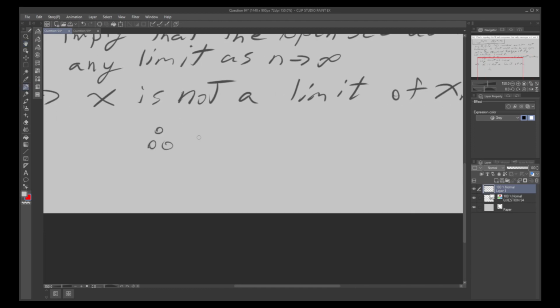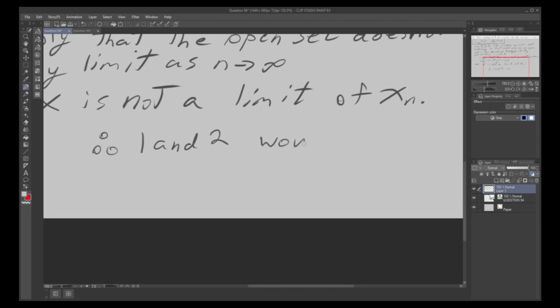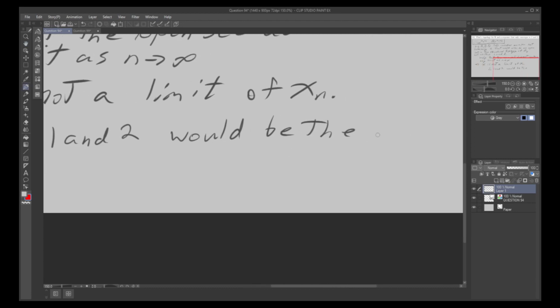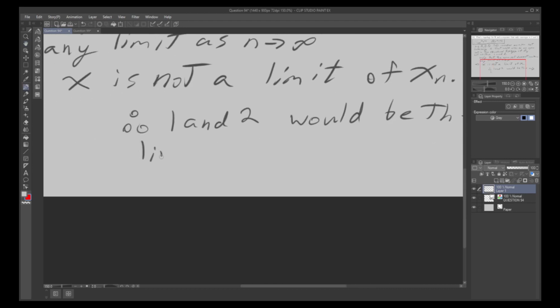Therefore, both 1 and 2 would be the only limit points of x of n.